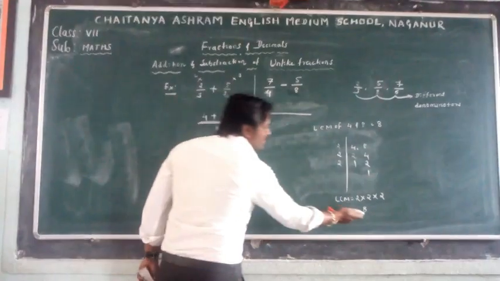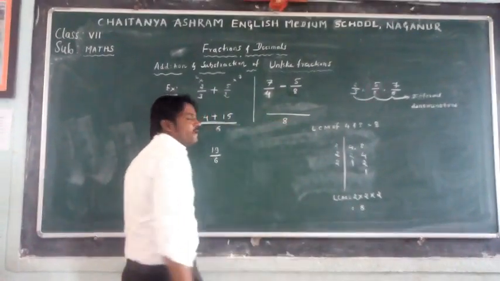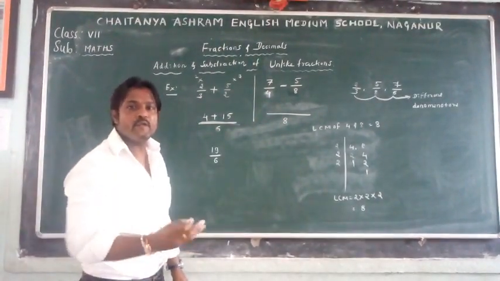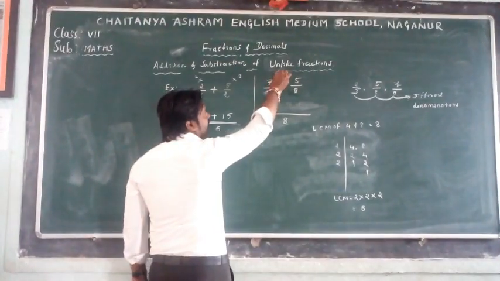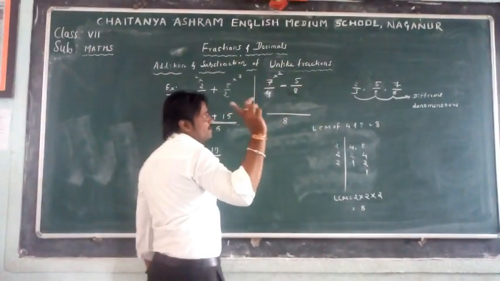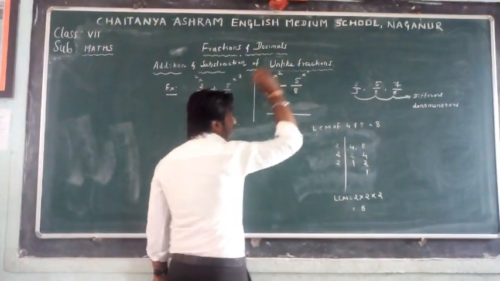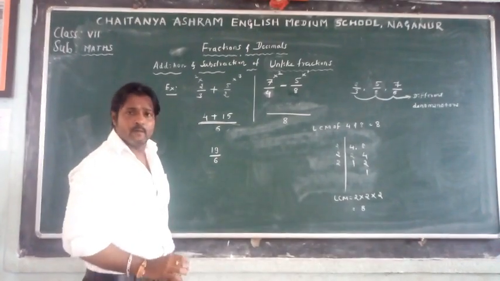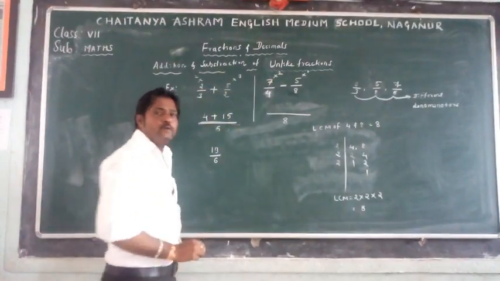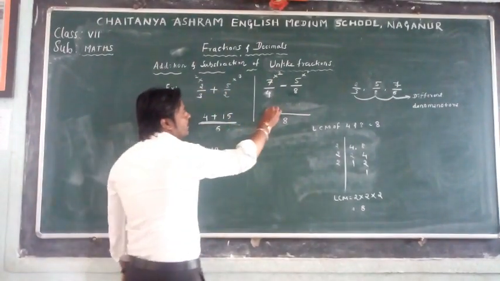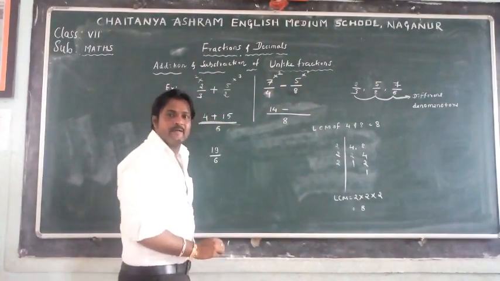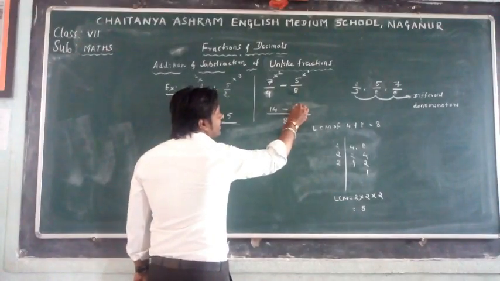Here children, write this LCM in the denominator. Then 4 times how much do I get 8? 4 twos are 8, so write 2 here. 8 times how much do I get 8? 8 ones are 8, so write 1 over 5. Then what do we do next? Multiply 2 into 7. 2 sevens are 14, minus 1 into 5. What is the answer? 1 five is 5.